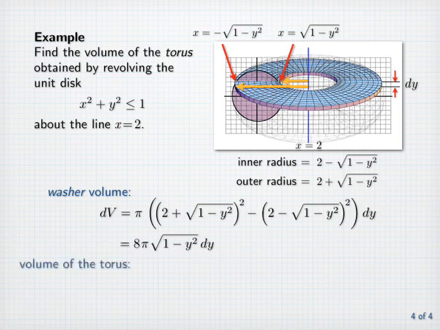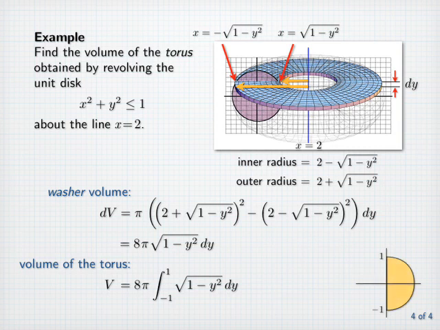Now, the volume of the torus is the integral from minus 1 to 1 of dV, which equals 8 pi times the integral from minus 1 to 1 of the square root of 1 minus y squared dy. This is an integral that we can evaluate geometrically. The graph of x equals the square root of 1 minus y squared is the right half of the unit circle, so the integral from minus 1 to 1 of the square root of 1 minus y squared equals the area of the right half of the unit disk, which is 1/2 pi. So the volume of the torus is 8 pi times pi over 2, or 4 pi squared.